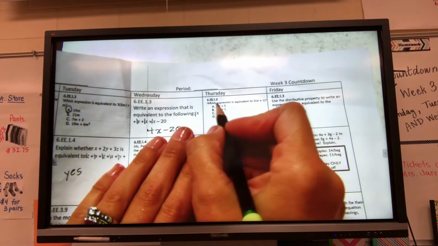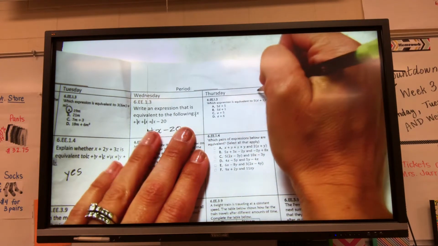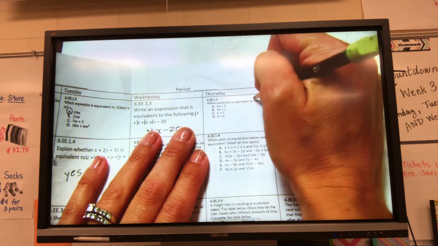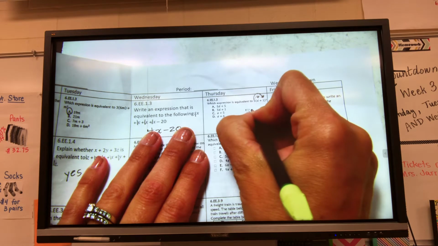Starting with the first problem, which expression is equivalent to 5? Now remember here we have to take these and we have to share the love. So 5 times D is 5D.